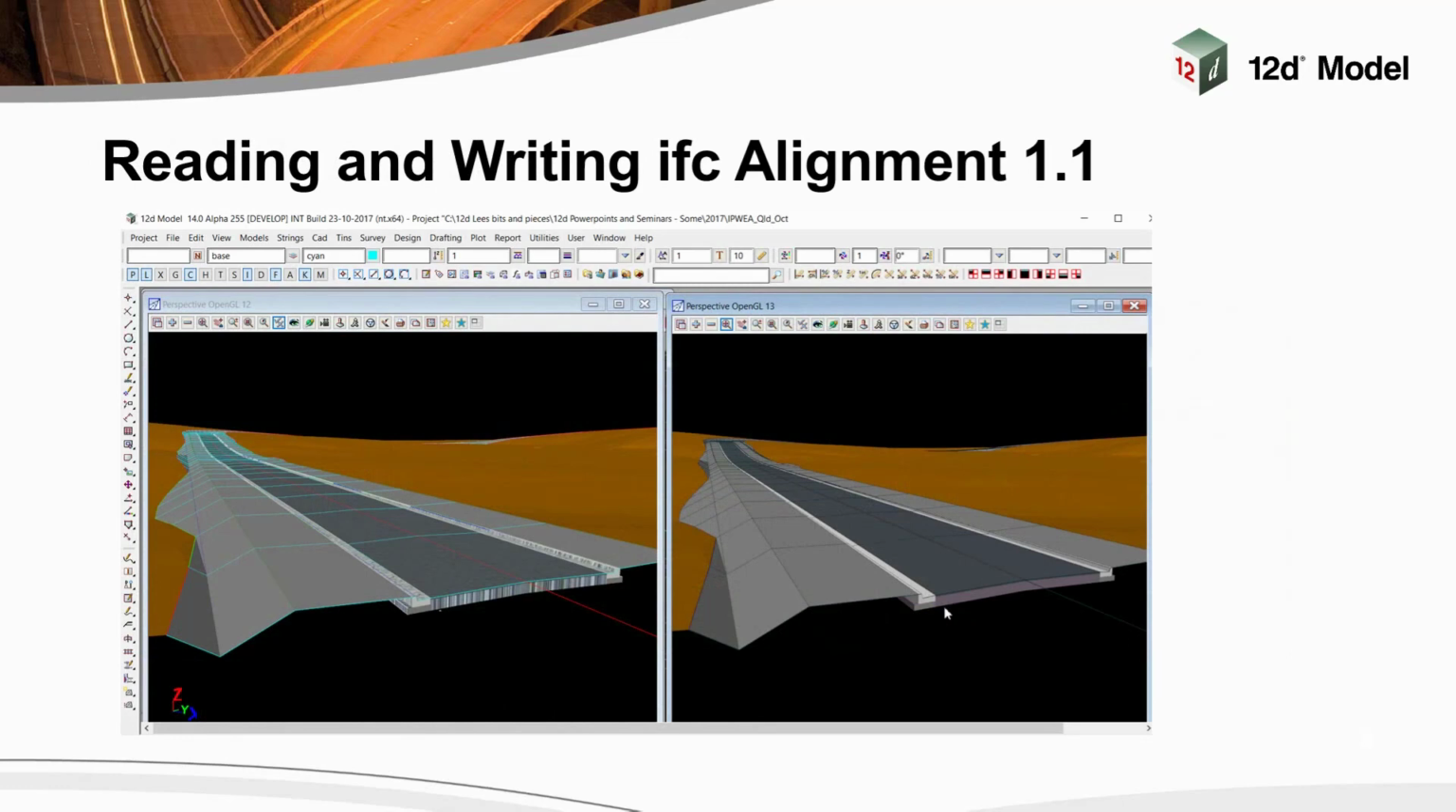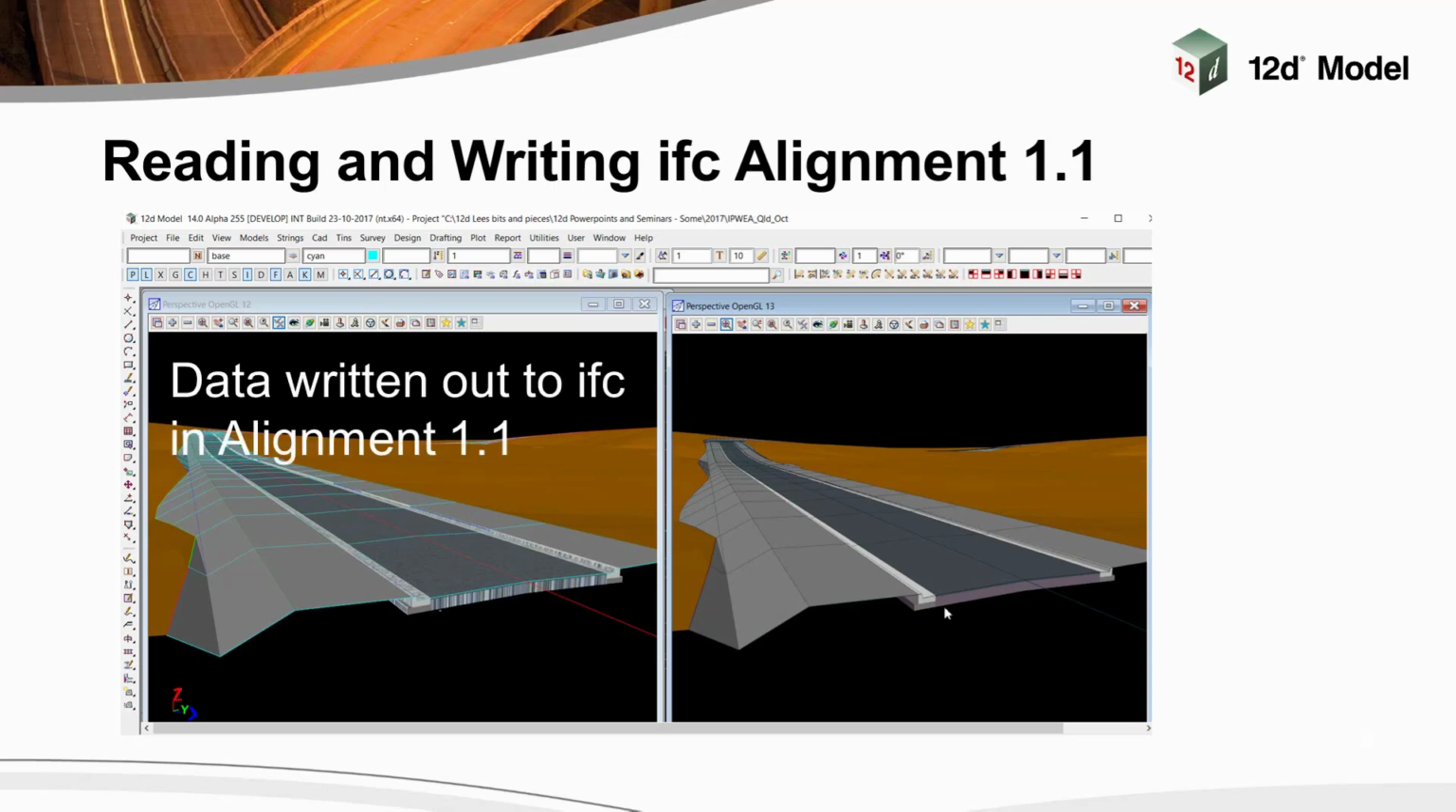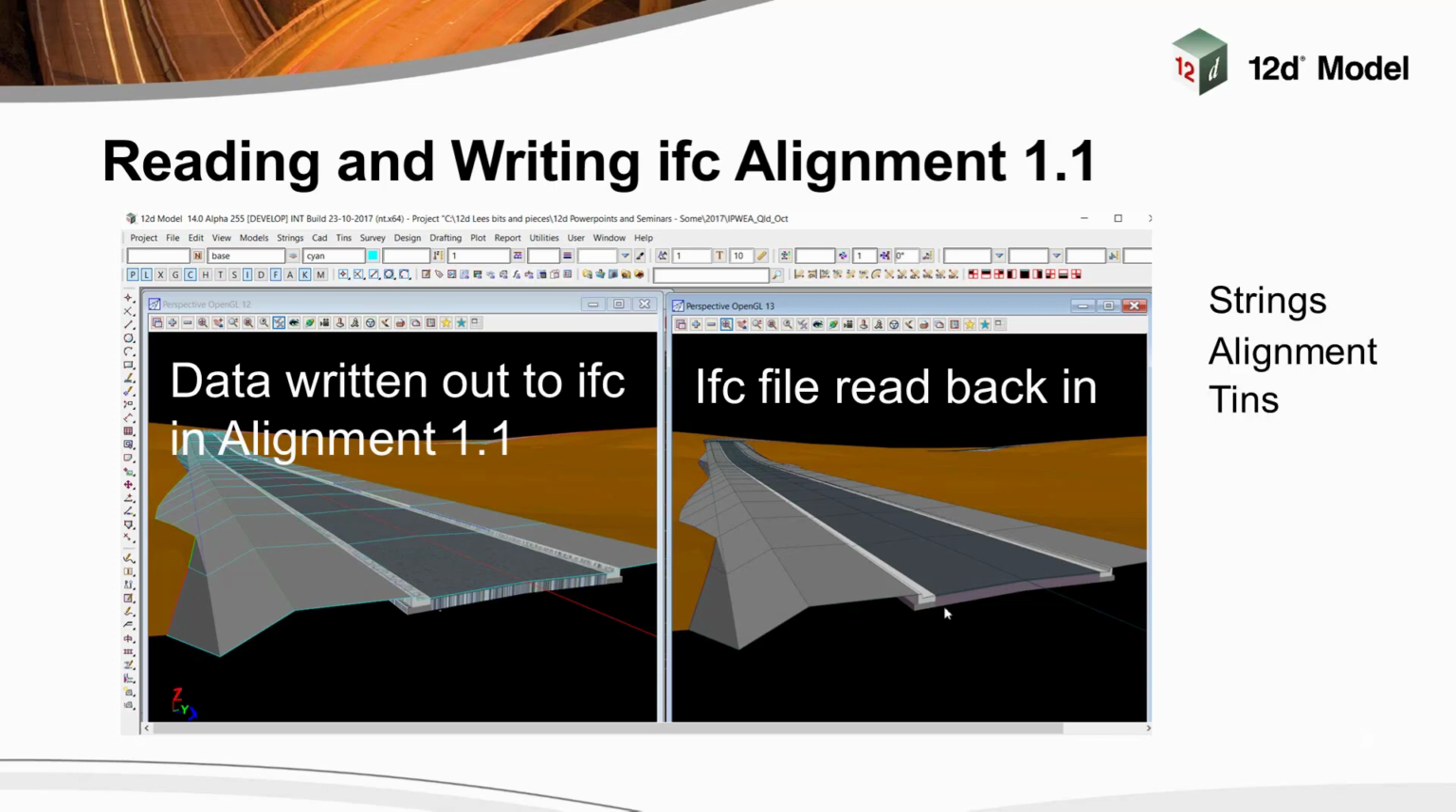So the important part with the reading and writing of IFCs is the IFC has recently brought out alignment 1.1. So here's an example of data that's been written out of 12D using the alignment 1.1 IFC method on the left-hand side, and then it's been read back in. And as you can see there, it's very, very similar in its nature, and it seems to be working very, very well. So we can get strings, alignments, tins, and that's come out of the standard summit from Building Smart.